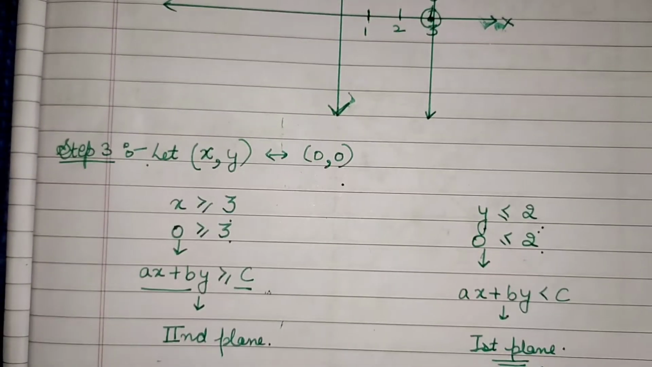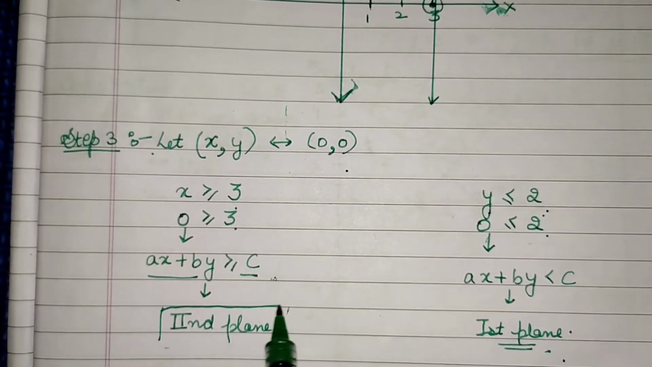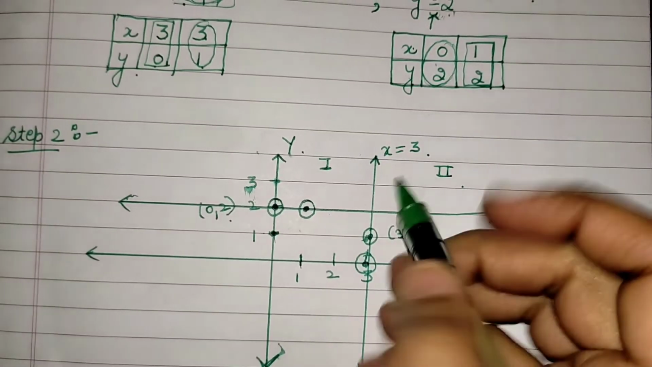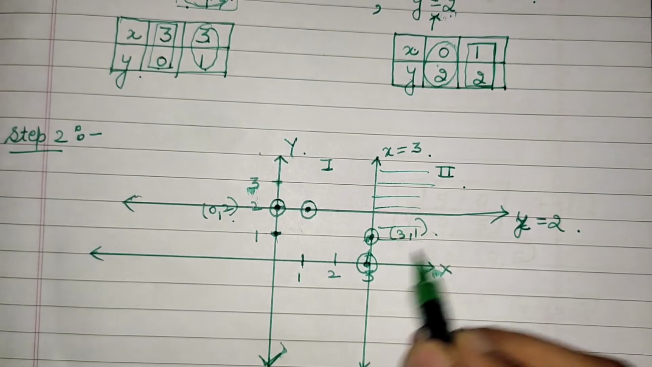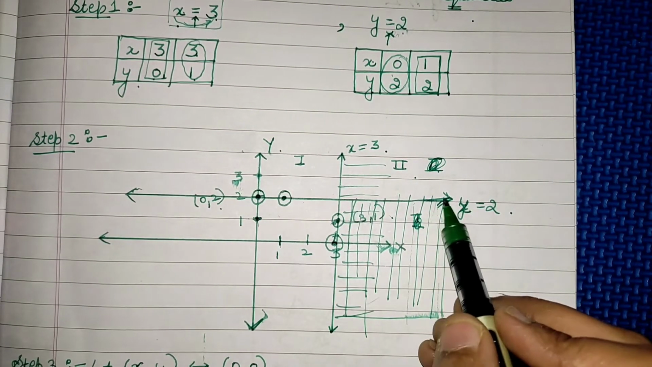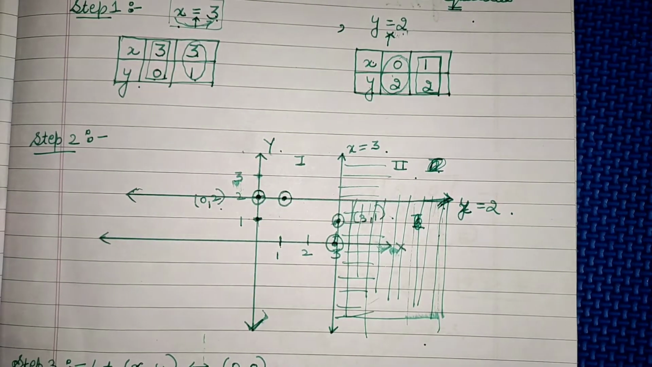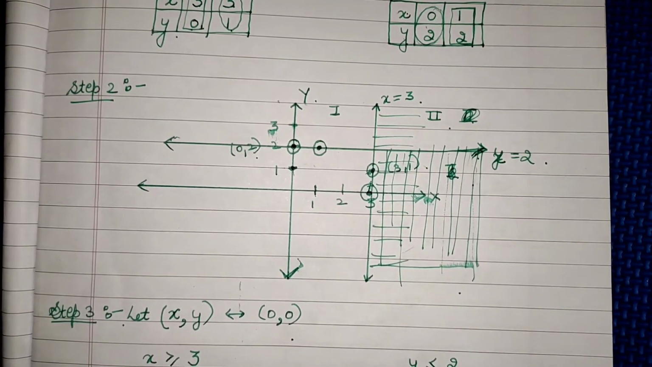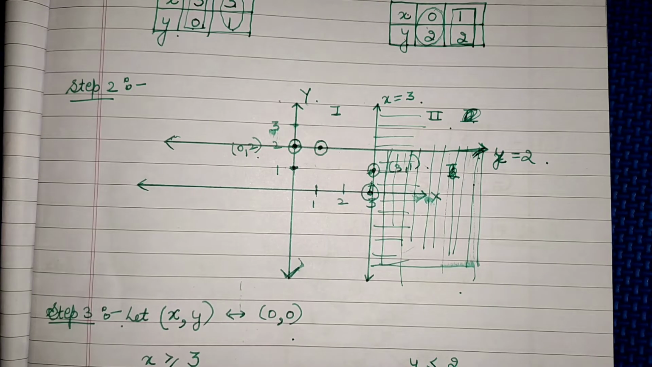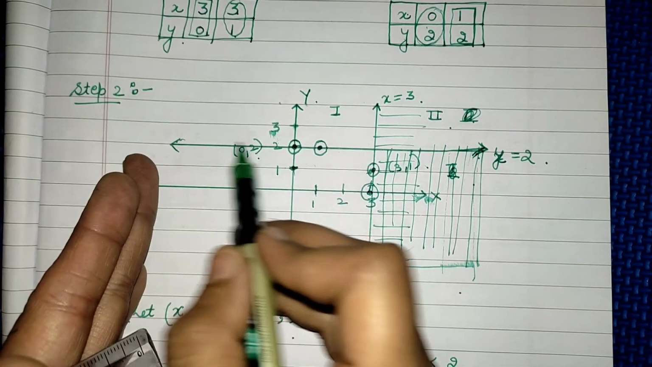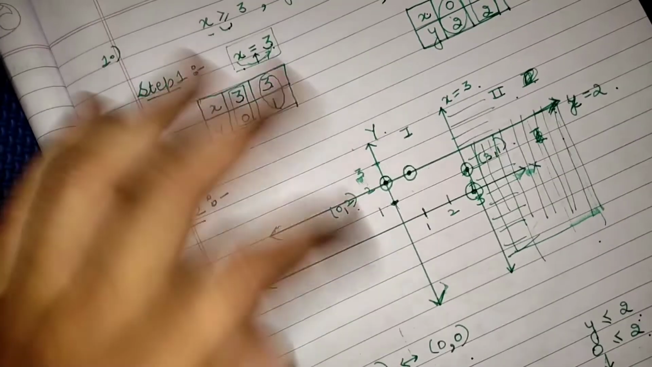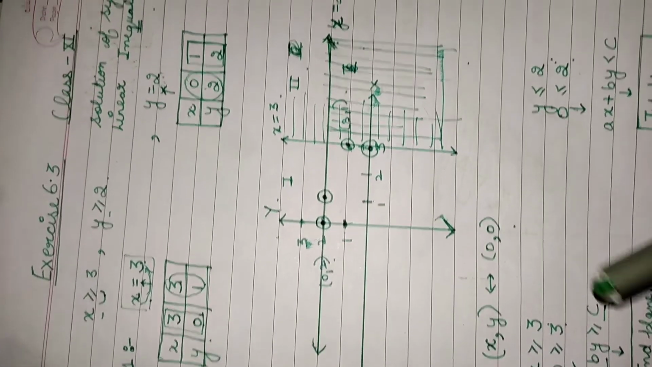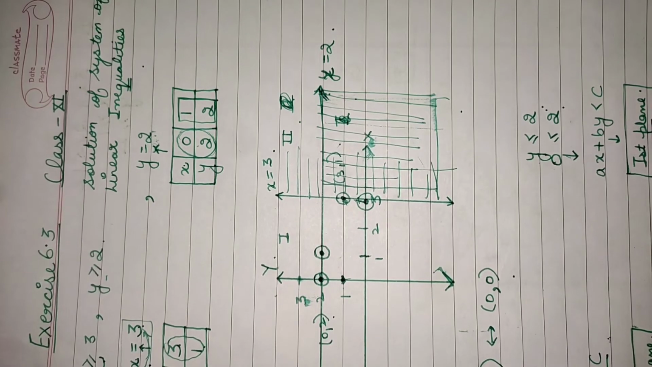So for x is equal to 3, where is my solution? My solution is in the second plane. So do shade this part. For the second line, which is y is equal to 2, my solution is in the first plane. So where is my first plane? I have told you that the first plane is towards the left hand side of the line. Now this line is horizontal, so if I keep it like this, we are able to find which is my first plane and which is my second plane.